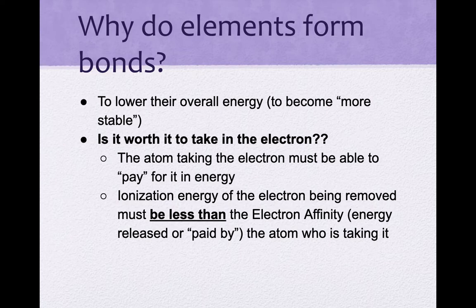So why do elements form bonds? They're going to form bonds to lower their overall energy. They want to become more stable. Everyone wants to become more stable. But the question they have to ask themselves is, is it worth it to take in the electron? The atom taking the electron must be able to pay for it in energy. So the ionization energy of the electron being removed must be less than the electron affinity, which is being released or paid for. So it's always a give and take. You don't get anything for free.